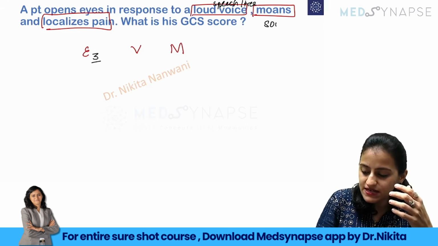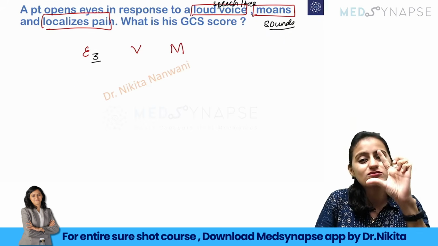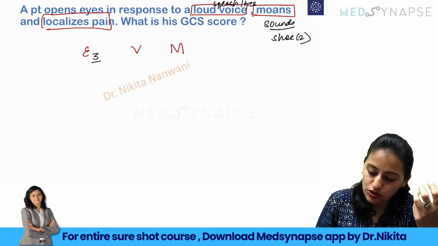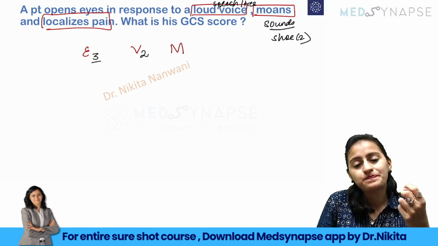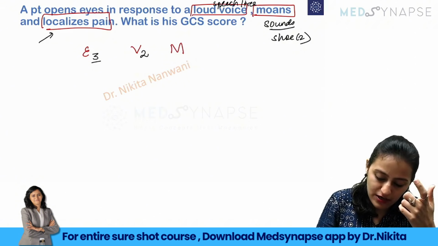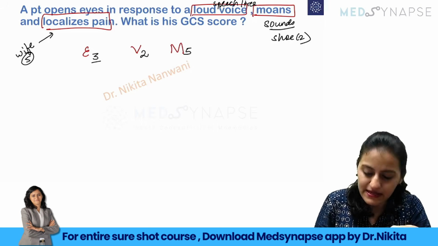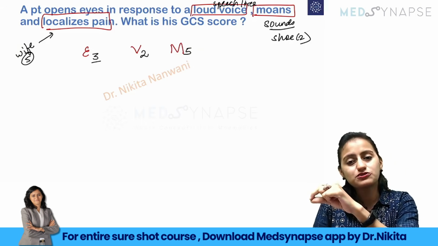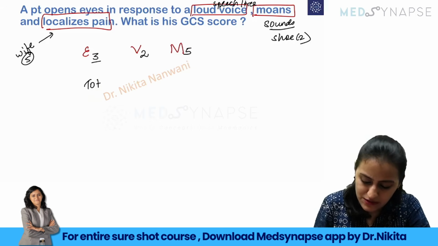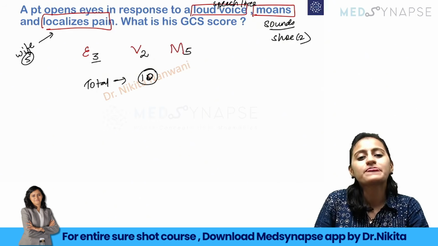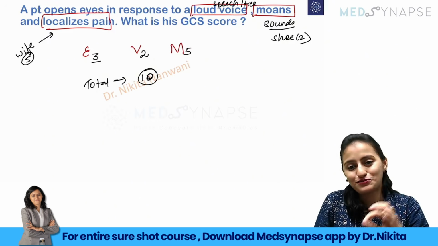Moans. Moans is creating sounds. What creates sounds? The shoe extension. So remember, shoe is 2, so the verbal response is V2. Localizes the pain. Who localizes? The wife localizes at a score of 5. Wife is rhyming with 5, so it is M5. So E3, V2, M5. So how much is the total score? 5 plus 5, so the total score becomes 10.